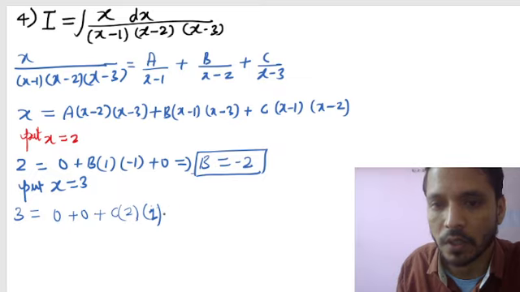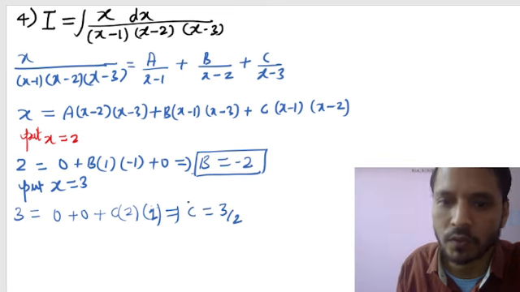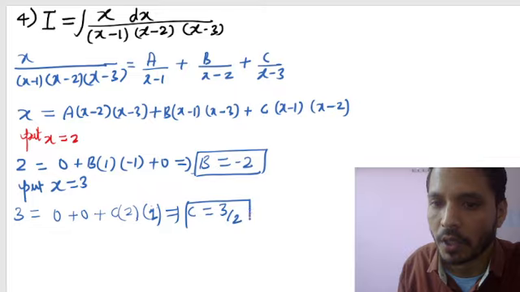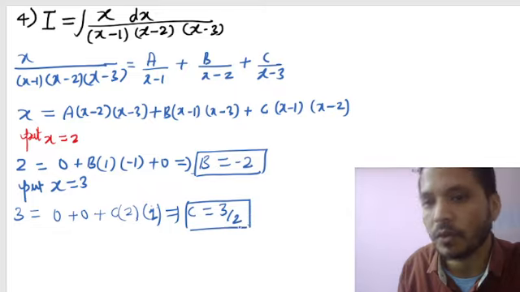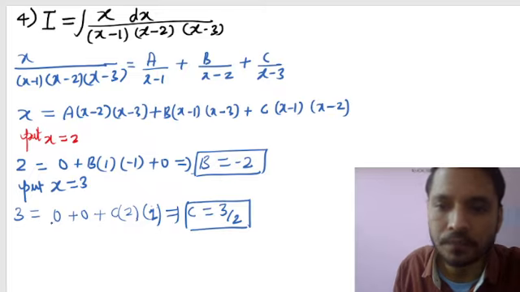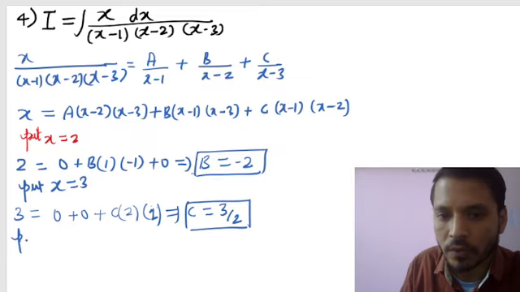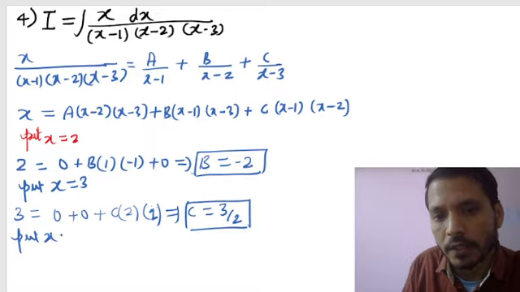It is 1. That means from here c is equal to 3 by 2. So now we know b and c. Now we have to find one more coefficient, that is a, the constant. So for that we are going to substitute the remaining value, x equal to 1. So put x equal to 1.